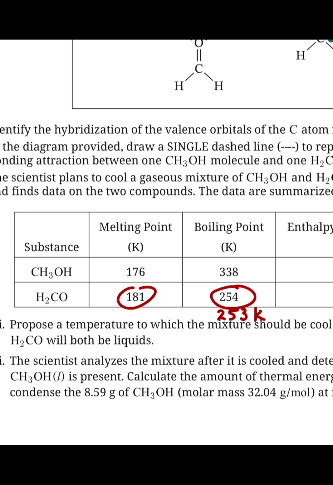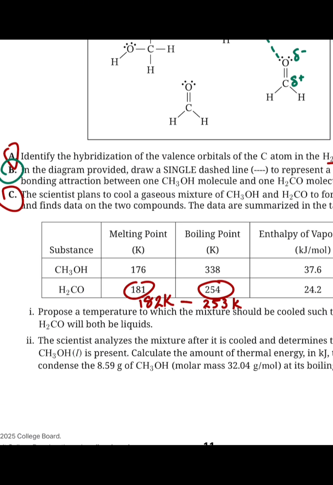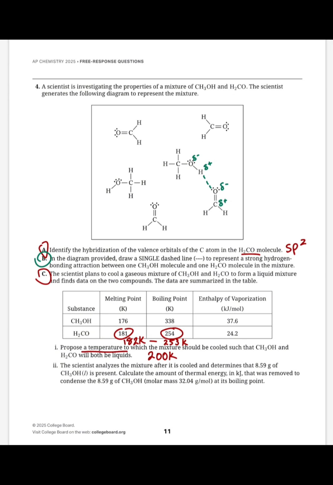And then the same reasoning that we had for the boiling point, you want it to be just a little bit above that just to be safe. So then this is the range that we're going to want for part I here. So any value between these, like you can just say like 200 Kelvin. 200 Kelvin is a temperature that will work, that'll keep both substances in a liquid state.